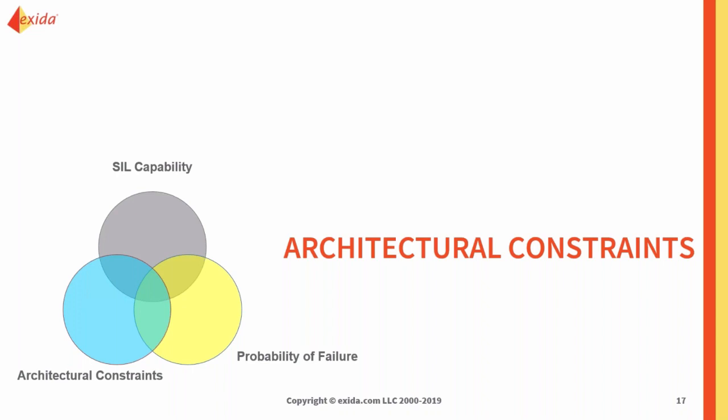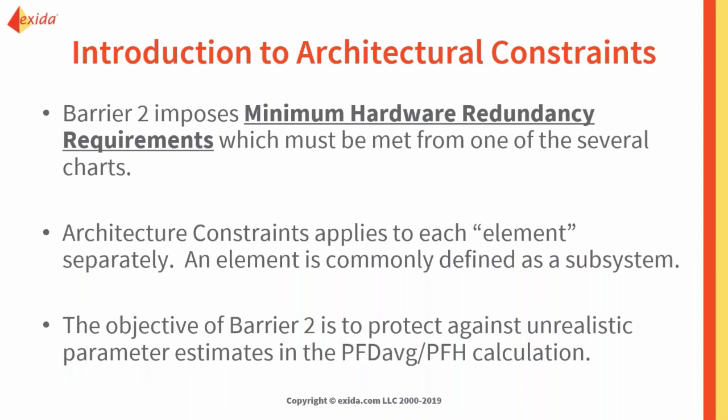The final barrier or hurdle, or in our visualization, our little bubbles, is the architectural constraints, the blue bubble here. And architectural constraints really is what I call our unrealistic check to make sure that everything kind of falls together and is what you expect. Architectural constraints introduce some sort of minimum hardware redundancy requirements. And this is going to be considered for each subsystem of your safety system, such as your final elements would be a subsystem.